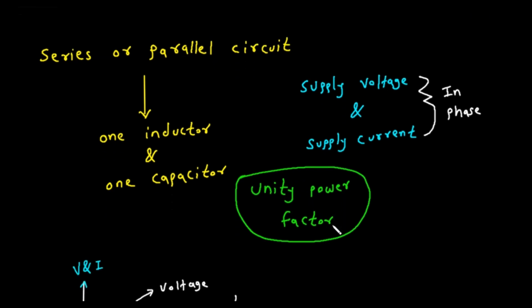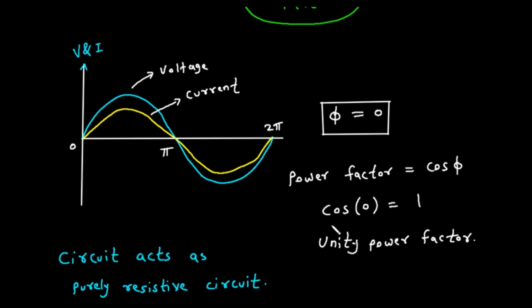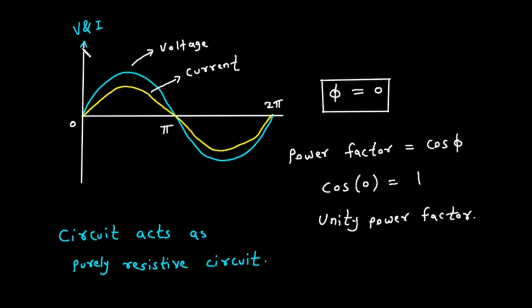Let's break that down. Here we see a graph with two waves. The vertical axis represents the magnitude of voltage and current, which we call V and I. The horizontal axis represents time, or the angle of the wave, going from 0 to pi to 2 pi, which is one full cycle. The blue wave represents the voltage, and the yellow wave represents the current.